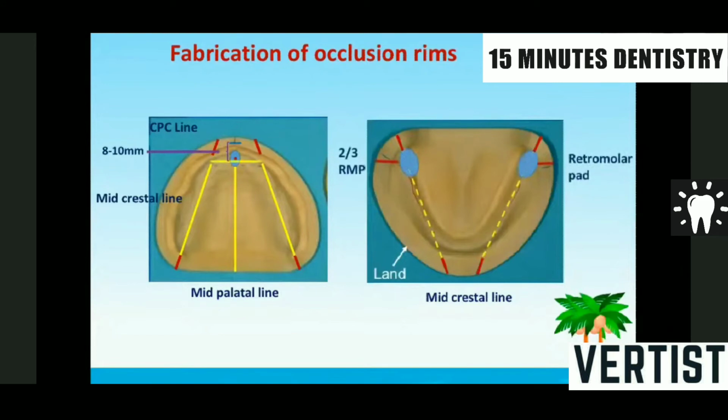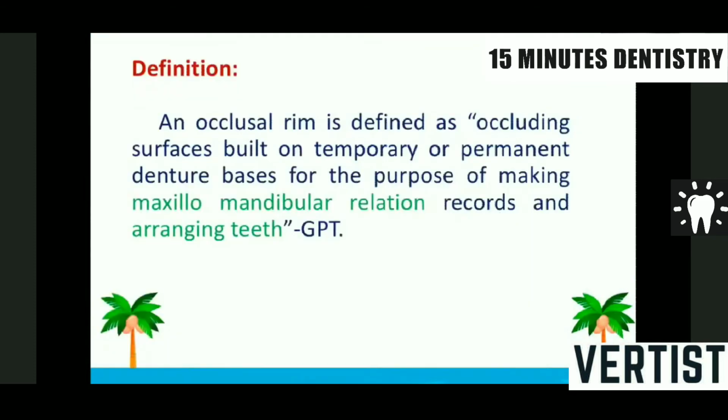In the maxillary arch there is one more line called the CPC line, that is the canine papilla canine line, which bisects the incisive papilla and is perpendicular to the mid palatine line. And in the mandibular arch you draw the retromolar pad and mark 3 parts of the retromolar pad and extend the line onto the land of the cast, at the junction between the upper third and the lower two-thirds. Okay. So after drawing these reference lines, let us go ahead with the making of occlusal rims.